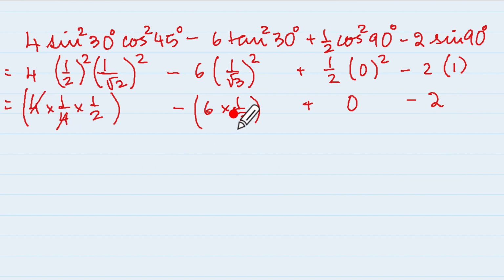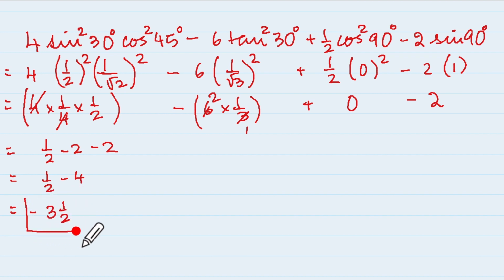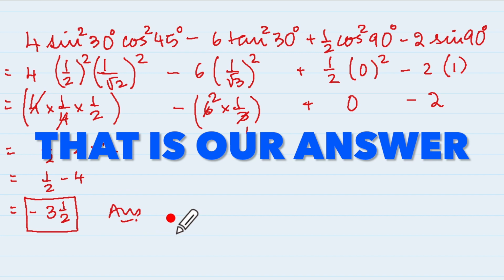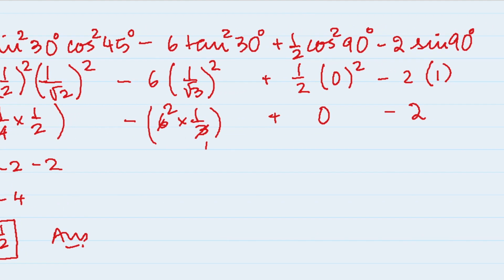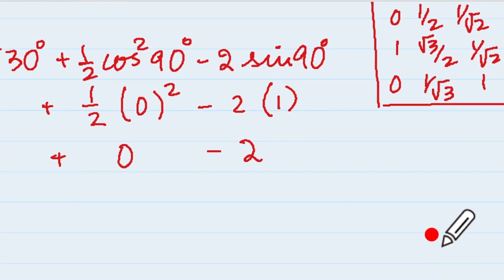This 4 gets cancelled, this will give us 2, so we will have half minus 2 minus 2. So that will be half minus 4. So that will be minus 3.5. No need to take LCM, okay? 4 minus half will be 3.5, but 4 has got minus sign, and that is our answer. So we get full marks if we write like this. Make sure that this is in front of you and do not make mistakes.